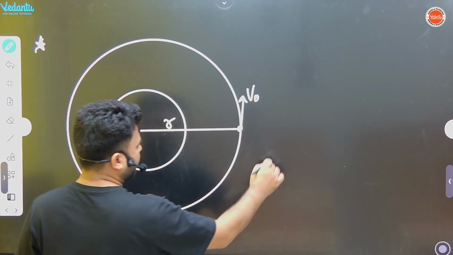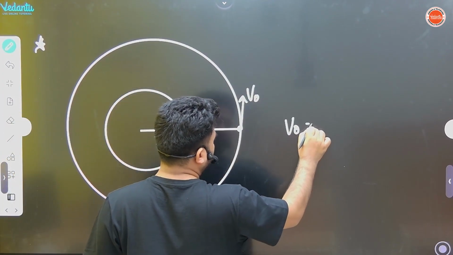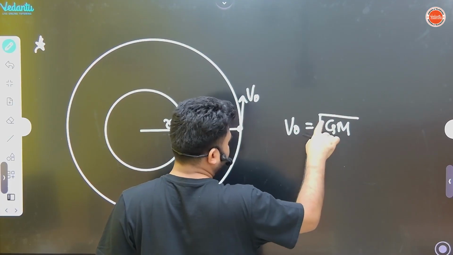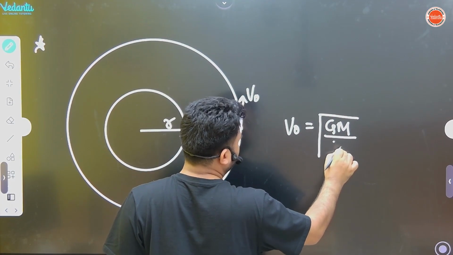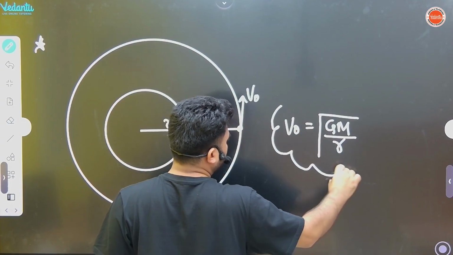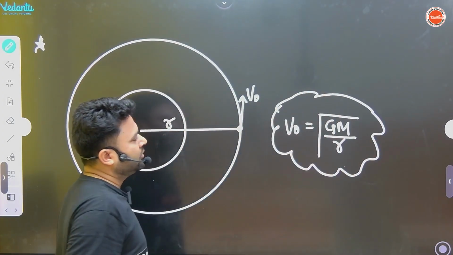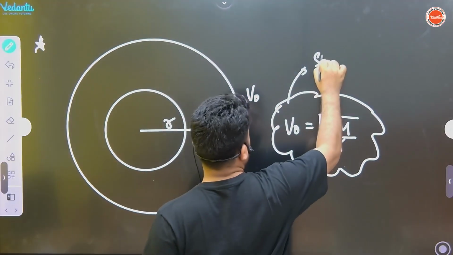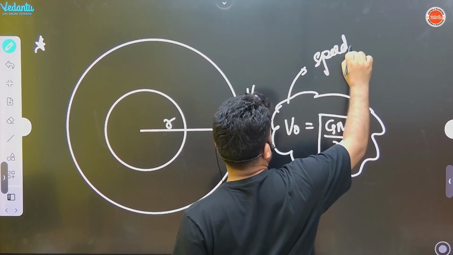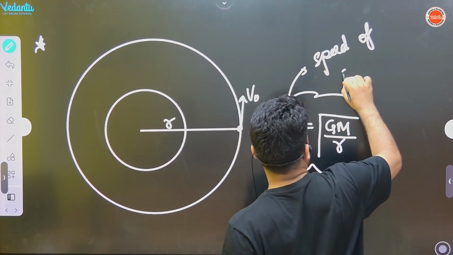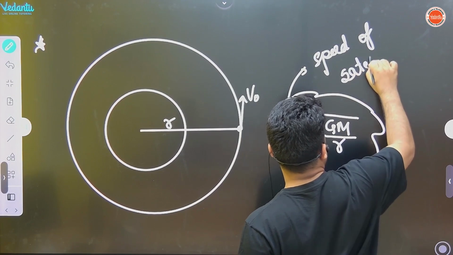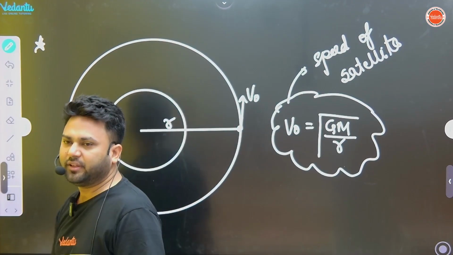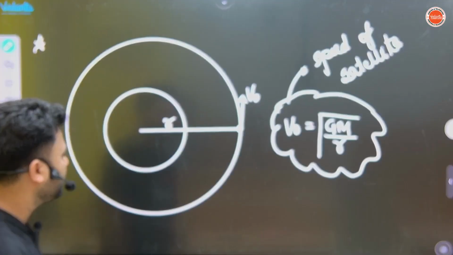So always remember, speed of satellite formula is under root GM by r, same as escape velocity, but the 2 will not be there. Under root GM by r. This is the speed of satellite. The satellite is orbiting the Earth, meaning revolving around the Earth.